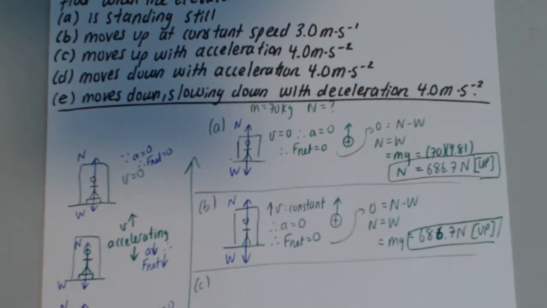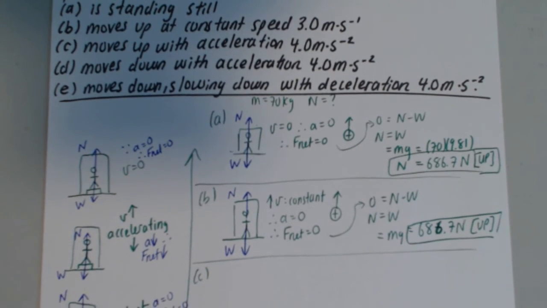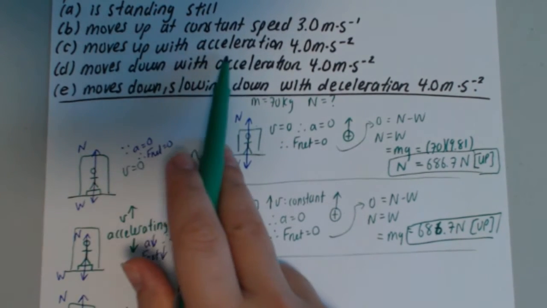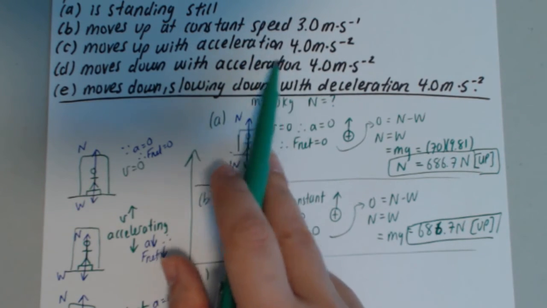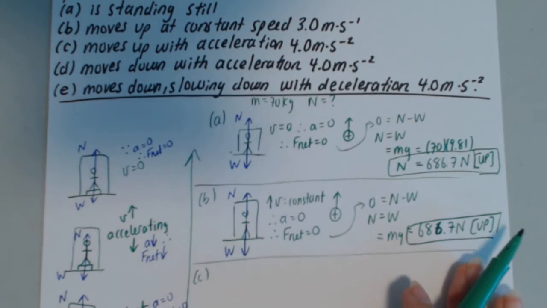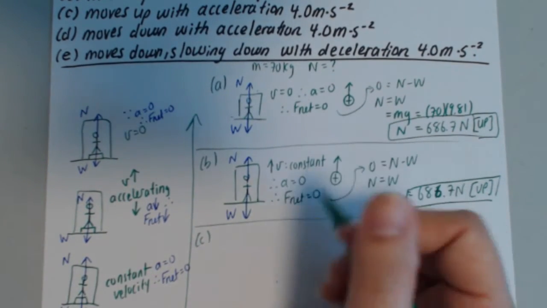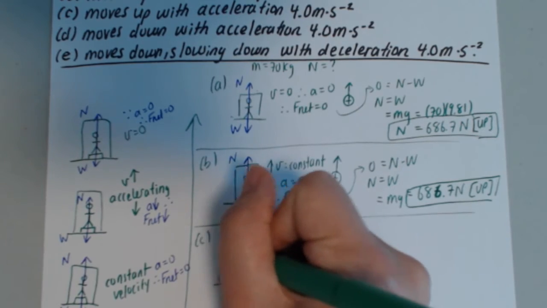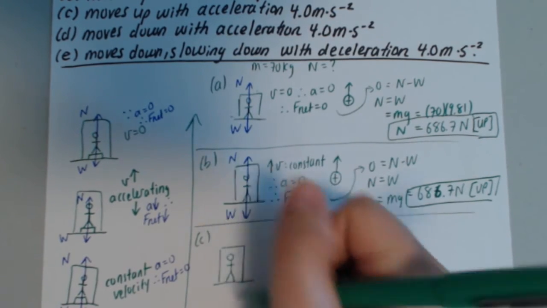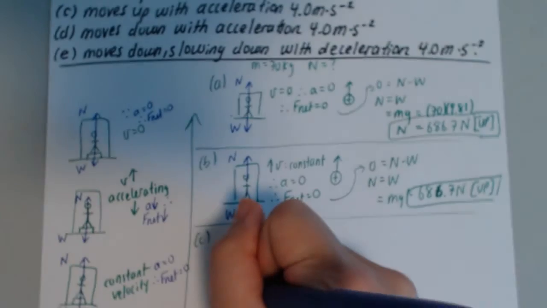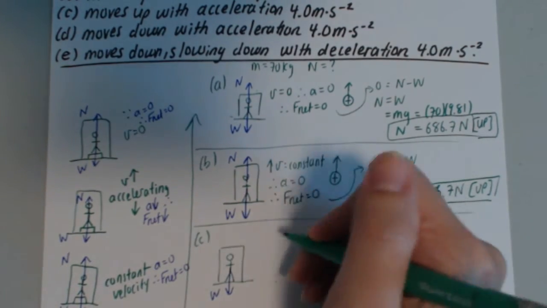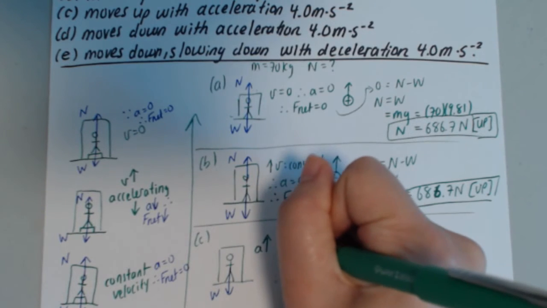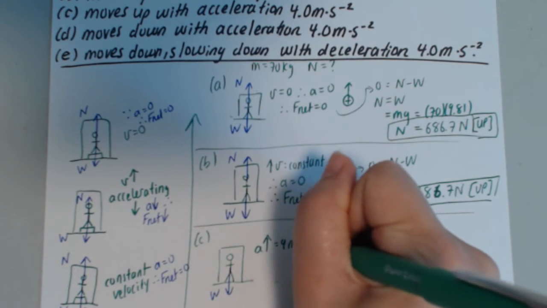C, moves up with an acceleration of 4 meters per second squared. So that's the scenario where you enter the hotel in the lobby and you press some floor, you start going up. This is the beginning of your journey. You start to slowly go from a 0 velocity to a non-zero velocity. So there's our person. Weight force is the same. I'm going to not draw the normal in quite yet. This time I know that my acceleration is up and it's 4 meters per second squared.